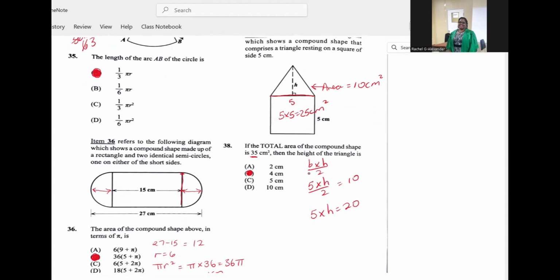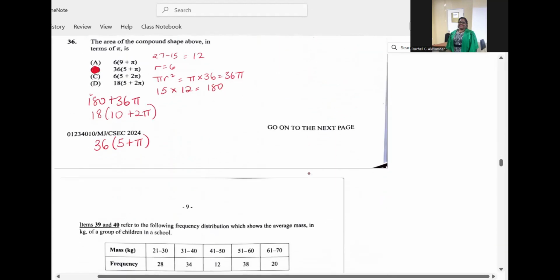And if you want to walk it back, you can check it: I have a base of 5 and a height of 4, 5 times 4 is 20, and when you divide by 2, you'll get the area of 10 that you want for your triangle.